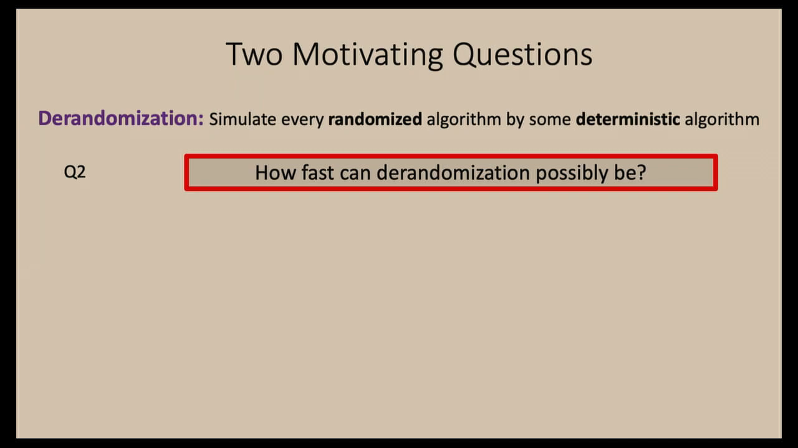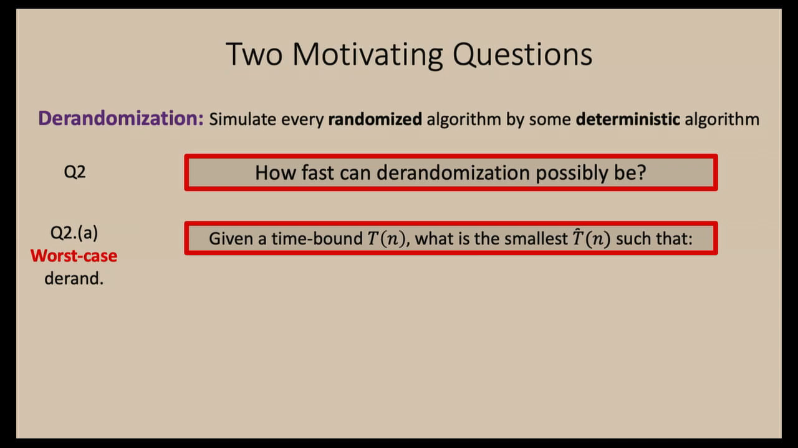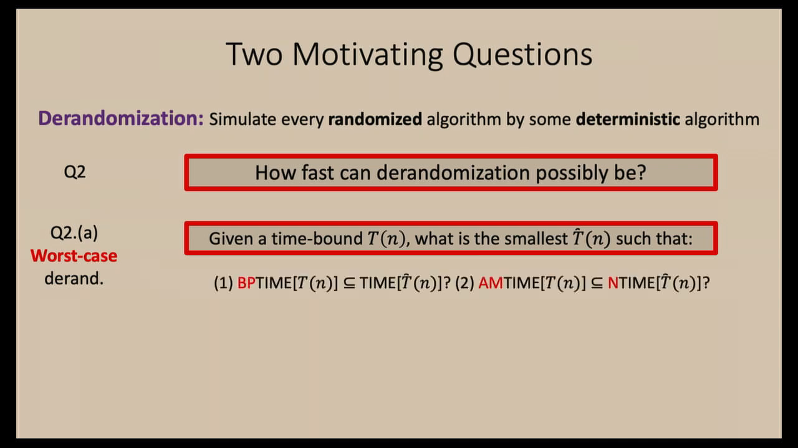And let's take a closer look at the second question. How fast can generalization possibly be? There are several ways to ask this question. When the standard formulation is thinking about worst case generalization, you can ask: let's say I give you a reasonable time bound T of n, say n to the 2 or n to the 3 or linear. What is the smallest tilde T such that randomized T of n time is contained in deterministic tilde T of n time, or Arthur Merlin T of n time is contained in non-deterministic tilde T of n time?